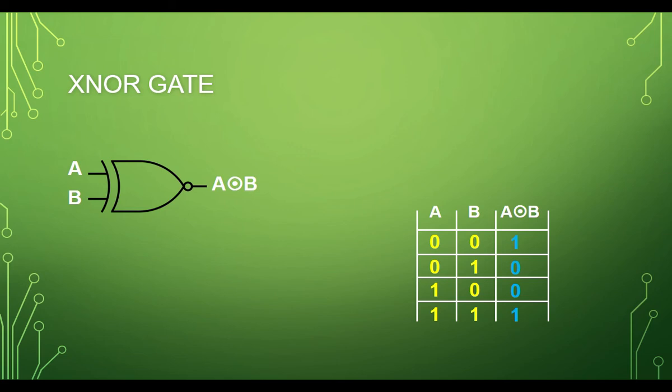For XNOR gate, the only time you will get 1 is if both inputs are similar. Both inputs are 0, you will get 1. Both inputs are 1, then you will get 1. Otherwise, you will get 0.